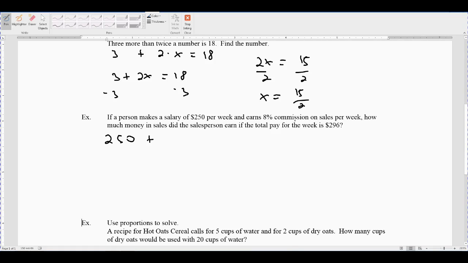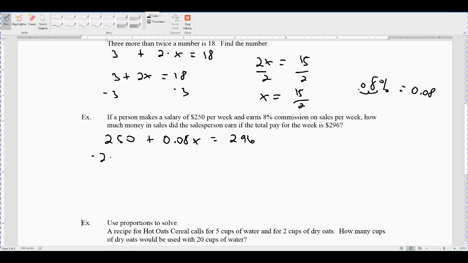However, they'll earn 8% commission. Now the 8%, I don't know what y'all know about decimals, but 8% is the same as 0.08. You divide by 100 to find the decimal, or move the decimal 2 places to the left. So if they earn 8% commission, that means that for every dollar of sales, they're going to earn 8 cents. Well, how many sales do they have? You don't know, so you call it X. And then these two total amounts together equal $296. So that's the equation we're going to solve.